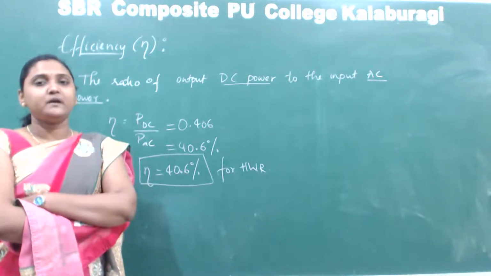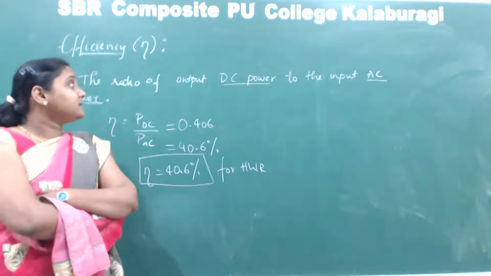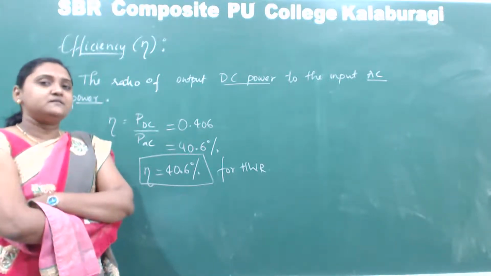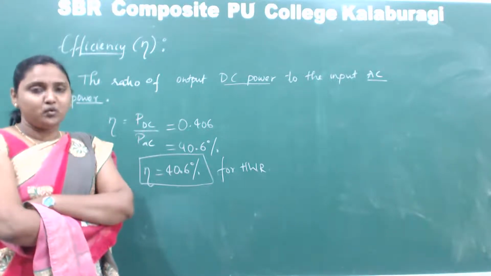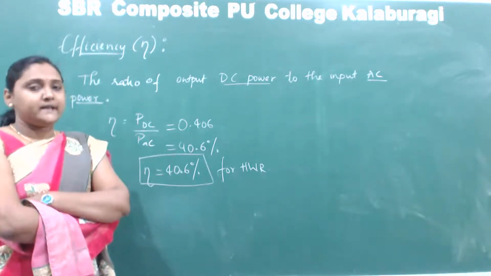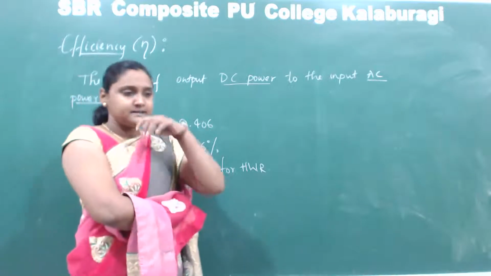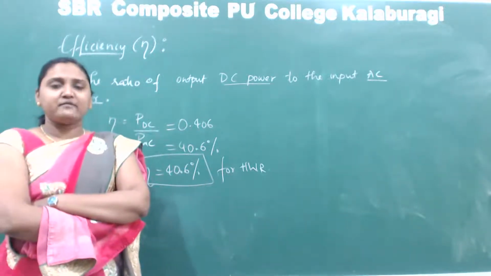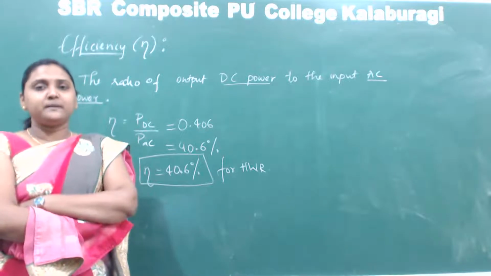VDC is equal to Vm for half wave rectifier, right? After that, we have seen the average values, that is DC values and RMS values for the load voltage. And that is given by what? It is given by V average or VDC is equal to Vm by pi.